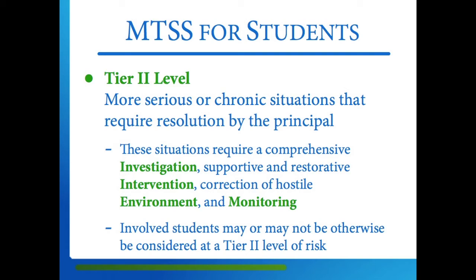Where this differs from the traditional thinking of multiple tier system of supports is that the involved students may or may not otherwise be considered at a Tier 2 level of risk. You may have a very socially skilled, effective student who needs to be considered at a Tier 2 level because he or she is being hurtful to others.